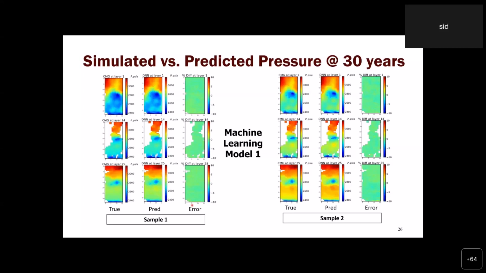When we see all of this green, it's very encouraging, which means our machine learning model 1 has learned how to simulate, and it has learned how to simulate over time and over various layers. What you see here is a snapshot at the 30th year, which means the end of the injection. This is another sample, which also shows very low errors of the FNO model that we created.